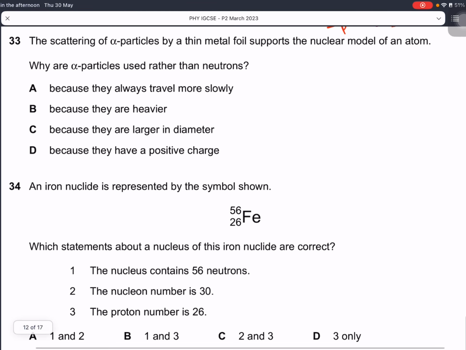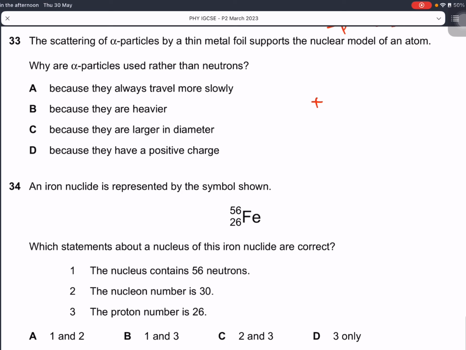The scattering of alpha particles, Rutherford's experiment simply. So scattering of alpha particles by thin metal foil supports the nuclear model of an atom. So why do we use alpha particles rather than neutrons? Why do we use alpha? If it's, let's say, a neutron, it would not deflect, yeah?